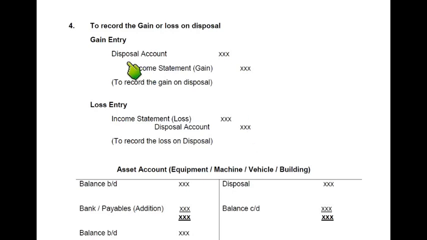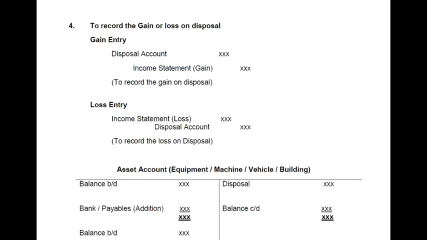And if there is a gain, income statement will be credited in case of gain. Why is gain credited? Because gain increases our capital, and the nature of capital is credit. Whenever capital increases, it is credited. Similarly, if there is a gain, income statement is credited, and if the income statement is credited, disposal account will be debited. So these are the entries for gain and loss, and the question arises, how do we need to calculate that gain and loss?